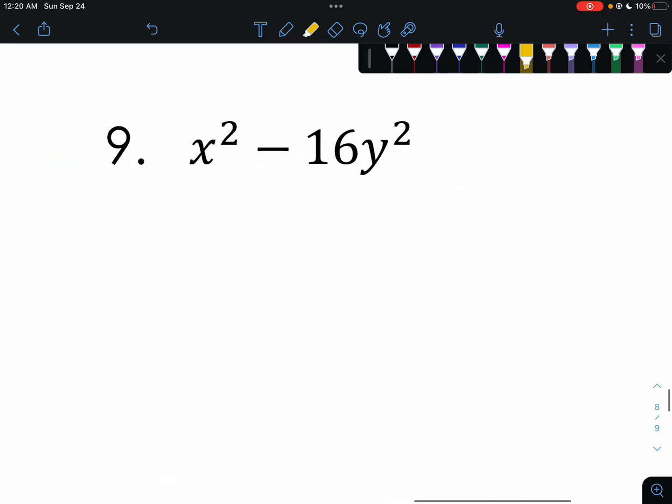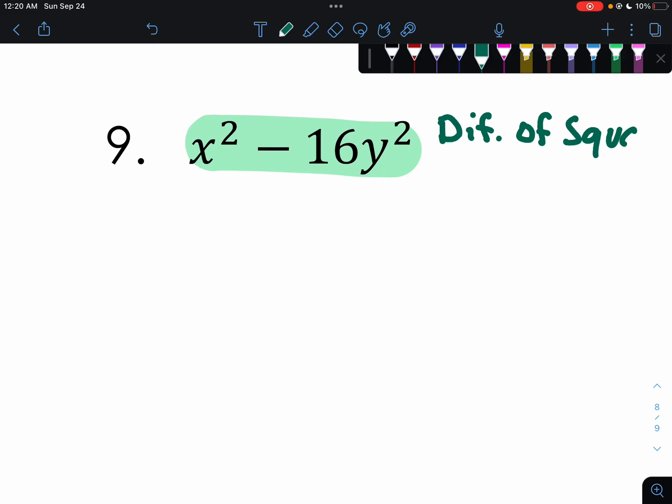Looking at the next one, we have x squared minus 16y squared. So I have two terms. It looks like a difference of squares. So let's write that out. Running out of space. So we do need to identify our A and our B. This time, what times itself will give us an x squared, which would be x. What times itself would give us a 16y squared? That would be a 4y.